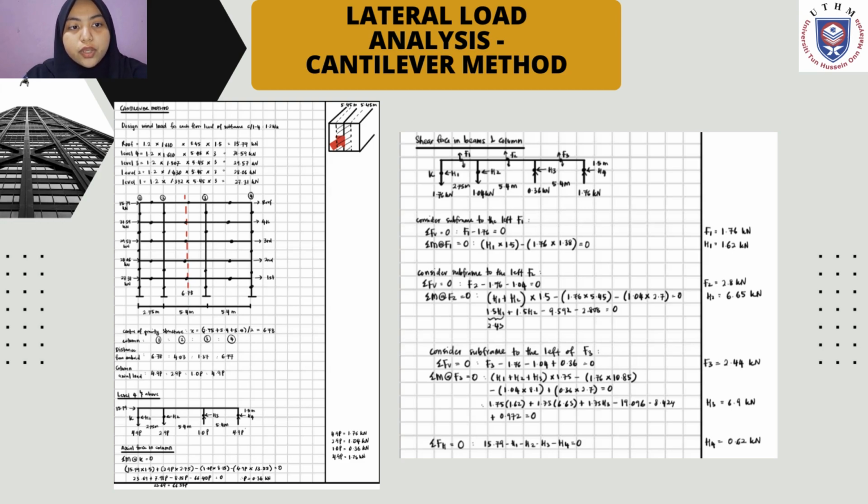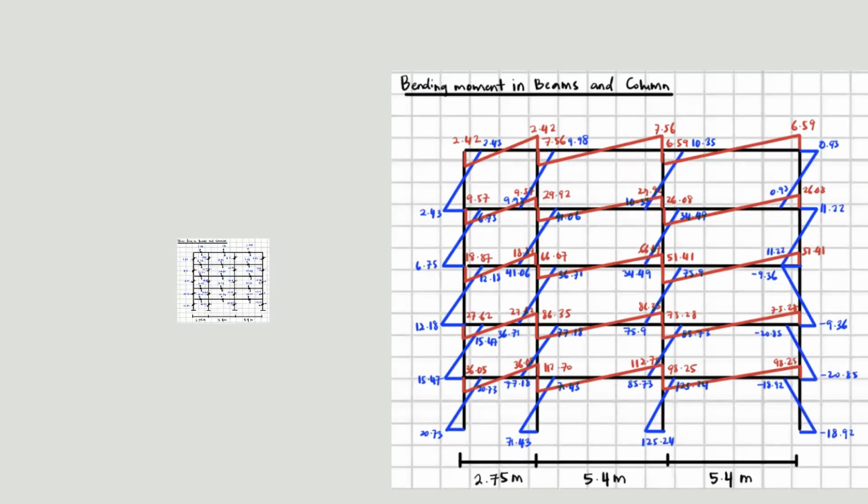Next, we also have to calculate the shear force in beams and columns for level 4. The purpose of calculating the shear force in beams and columns is to determine the values of F1, F2, F3, H1, H2, H3, and H4. The step is to consider the subframe to the left, F1, F2, F3, and then we calculate the summation of FH to get H4. And then the next level will proceed the same as the calculation before.